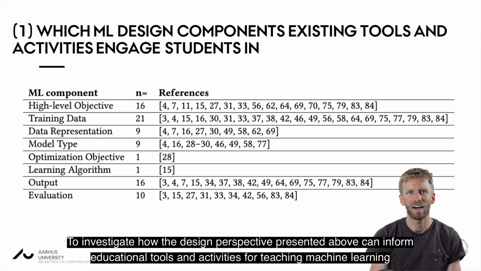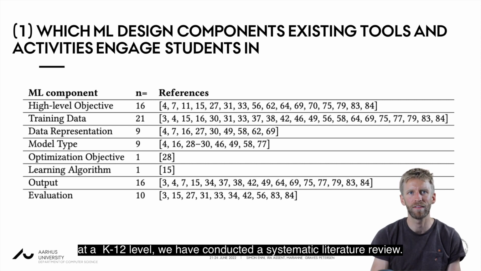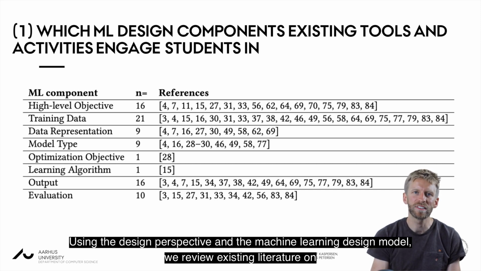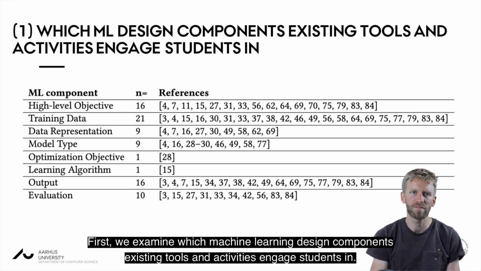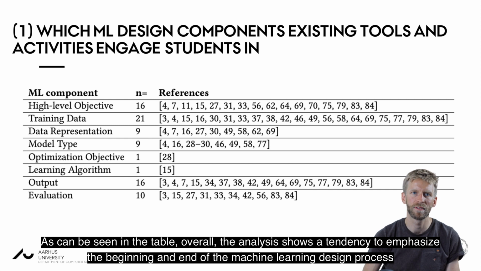To investigate how the design perspective presented above can inform educational tools and activities for teaching machine learning at a K-12 level, we have conducted a systematic literature review. Using the design perspective and the machine learning design model, we review existing literature on activities and tools for teaching machine learning in general education. First, we examine which machine learning design components existing tools and activities engage students in.